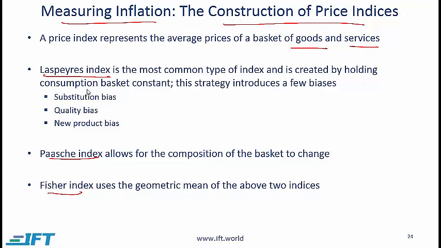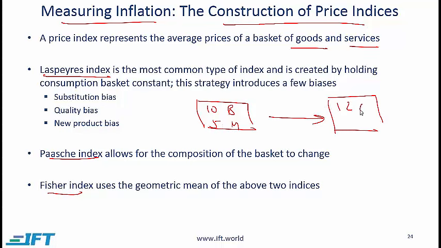This is created by holding the consumption basket constant. So for example, if we have a given consumption basket which consists of a certain amount of bread, so let's say 10 loaves of bread and 5 liters of milk. If at a later point in time the consumption basket is changing from 10 to 12 loaves of bread and from 5, let's say, to 6 liters of milk, what we assume with this kind of index is that the basket stays the same.